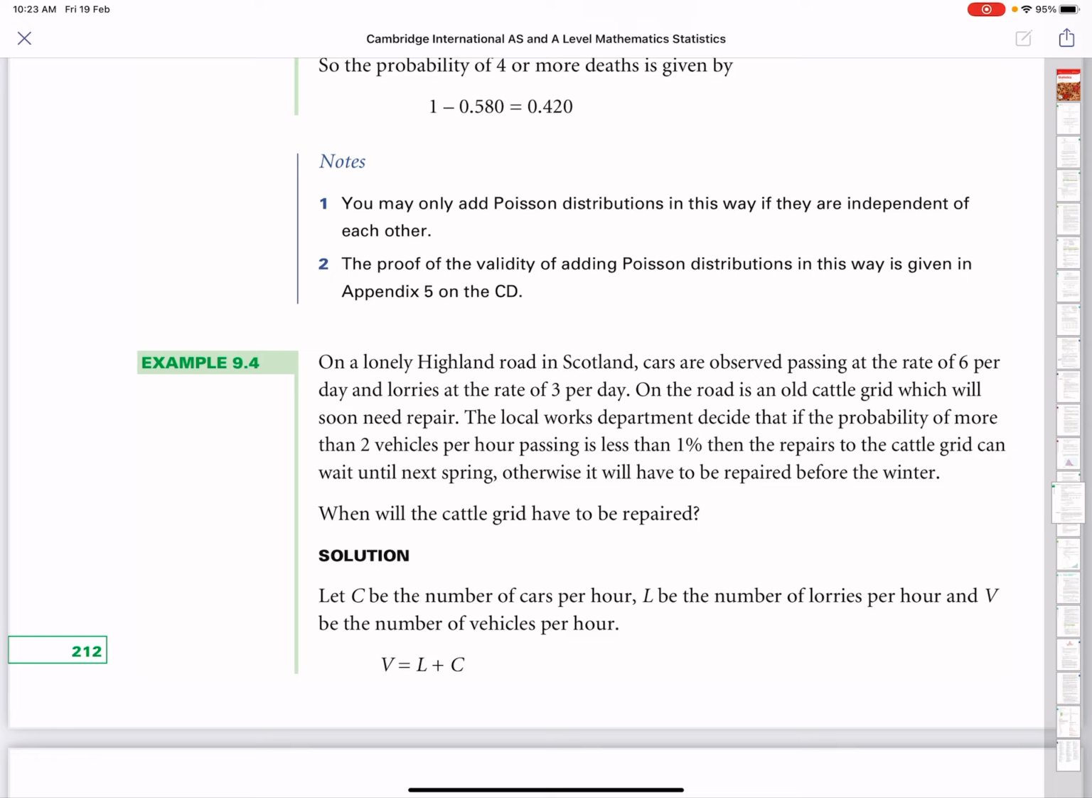Okay, so they're saying, if it's really unlikely the cars will go over this grate, they don't need to fix it right away. They can wait till a later date to actually repair this situation. Otherwise, it'll have to be repaired straight away. When will the cattle grid have to be repaired? Will it have to be in the winter or the spring?